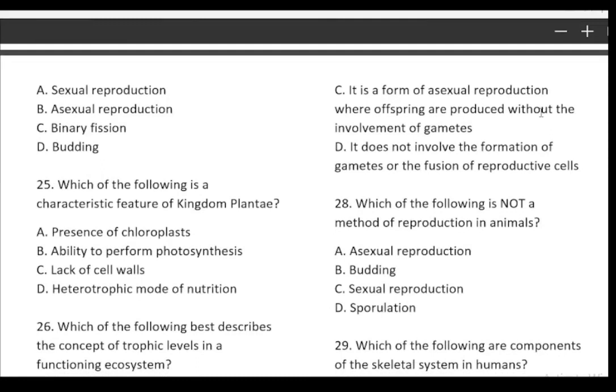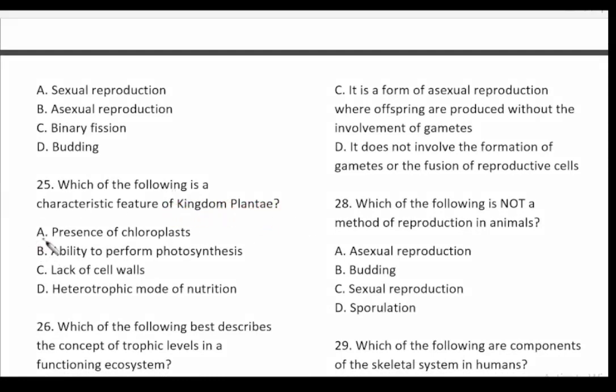Which of the following is a characteristic feature of kingdom plantae? A. Presence of chloroplast. B. Ability to perform photosynthesis. C. Lack of cell walls. D. Heterotrophic mode of nutrition. Now, when we look at it, plants do not undergo heterotrophic nutrition because they produce or manufacture their food by themselves. So they are autotrophs, not heterotrophic organisms. So we rule out option D.